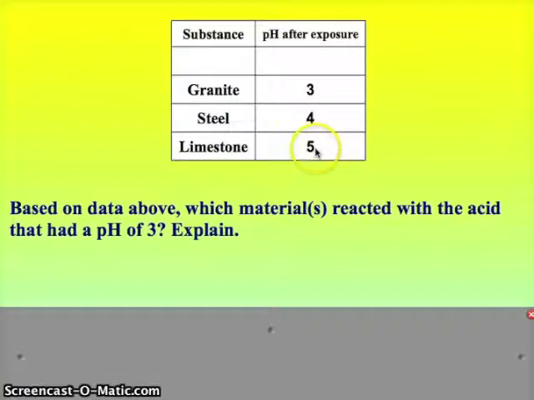And the reason why it reacts is because it wants to buffer it. Lime is going to be a base, acid rain's an acid, so they're going to buffer. The limestone is going to buffer it, and it's going to be more neutral. So this is the one that reacts. It's hard in a test sometimes. A lot of people want to say it's granite and steel, but it's actually the limestone.